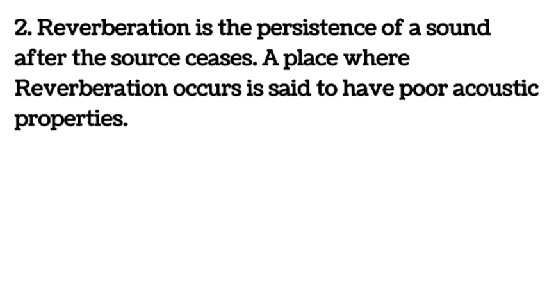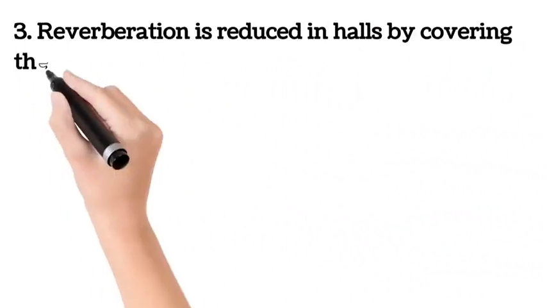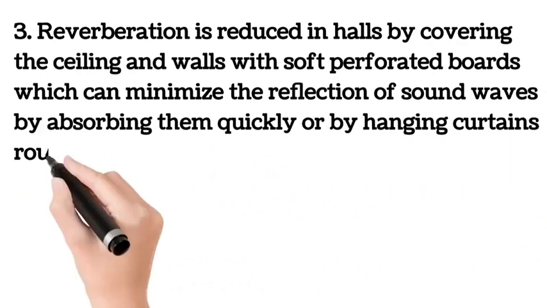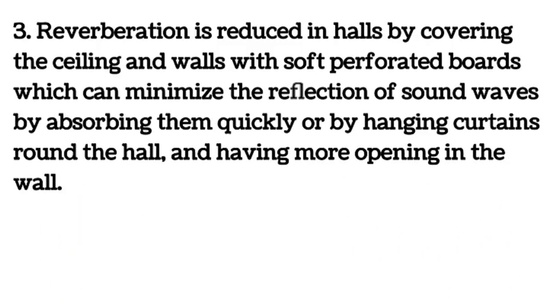And the third concept is reverberation is reduced in halls by covering the ceiling and walls with soft perforated boards, which can minimize the reflection of sound waves by absorbing them quickly, or by hanging curtains around the hall and having more than one opening in the hall, or having more openings in the wall. So this is the concept of reverberation, and this is where we will be ending this video.